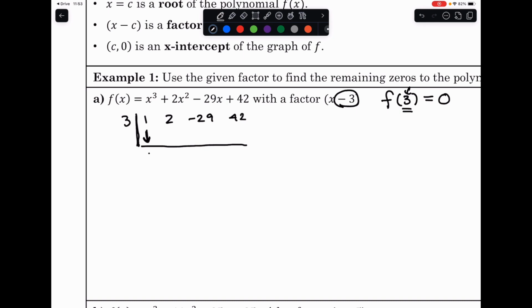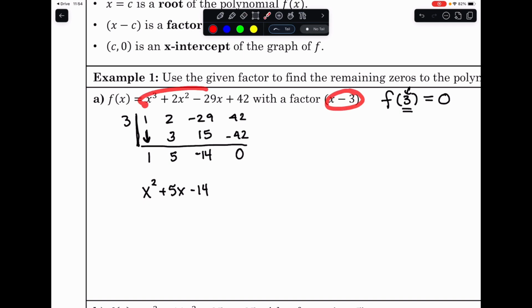I start by bringing down the 1, and I multiply. This is 5. I multiply. This is a total of negative 14. I multiply, and that's going to be a total of negative 42. And then I add, which gives me 0. So this quotient, x squared plus 5x minus 14, multiplied with x minus 3, is going to equal the original polynomial.